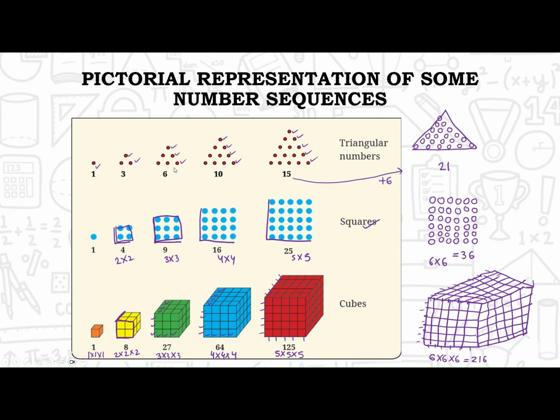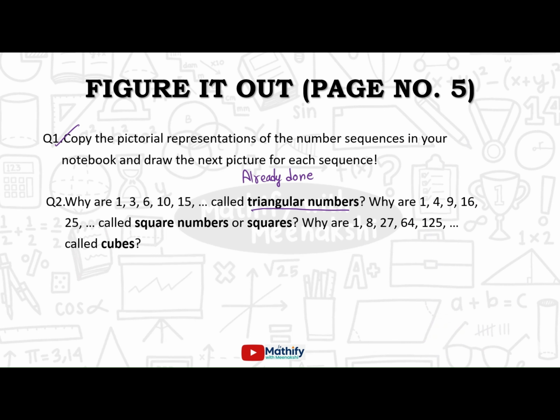They're asking why these are known as triangular numbers. As you can see, these numbers can be arranged in the shape of a triangle. That's why they are known as triangular numbers. Similarly for squares, when you draw this figure, at last it looks like a square. That's why they are known as square numbers. And similarly for cubes, when we draw this figure, it looks like a cube. So you will write the answer here. First I'm writing for 1, 3, 6, 10, 15: they can be arranged in the shape of a triangle.